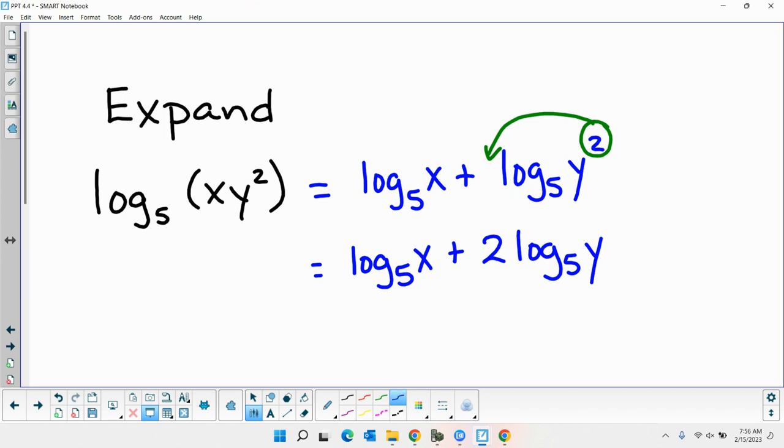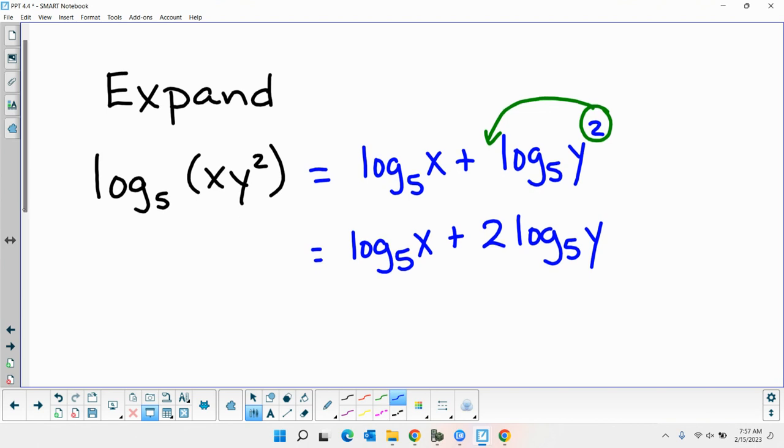So basically that was a two-step thing. We broke it up, or expanded it, into two logs because we had two variables by addition, because that was multiplication. And then since we had an exponent, we moved the exponent out front. So when it's expanded, no exponents. When it's condensed, you can have exponents, you can have radicals, that kind of stuff.